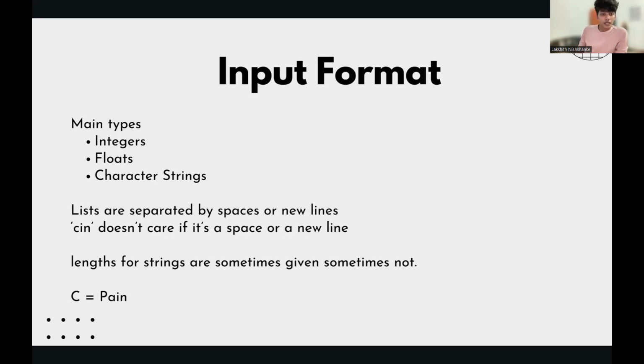So there are a couple of main types of inputs. We have integers, floats, and character strings. In lots of problems, you will have to get a list of inputs. If there's a list of integers in the input, sometimes these are space separated, sometimes these are newline separated, so there's a single value in a single line.